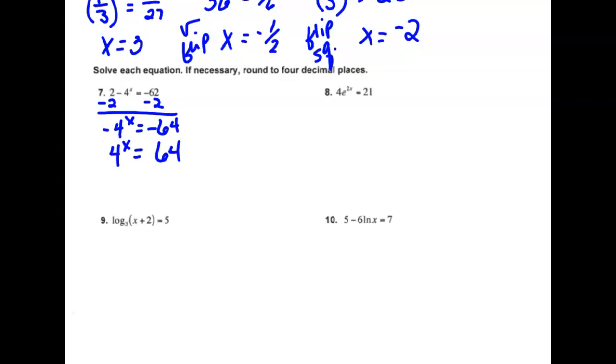And then we're really doing what we've just been doing. 4 to some power equals 64. 64 is the same as 4 cubed. So x would have to be 3.